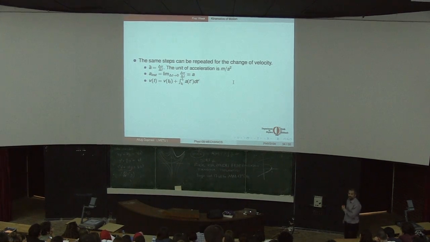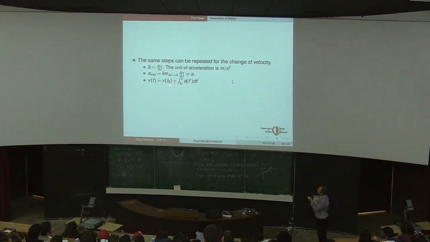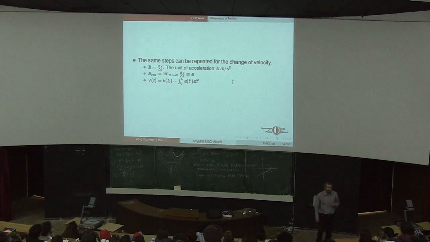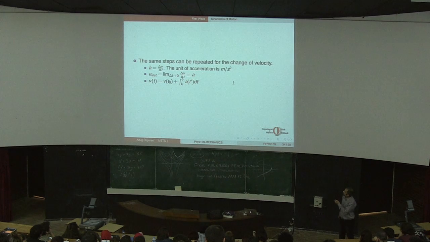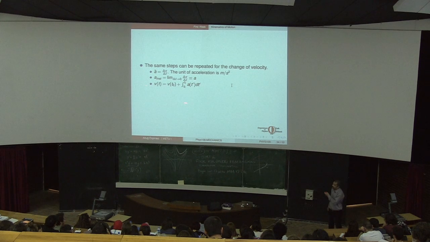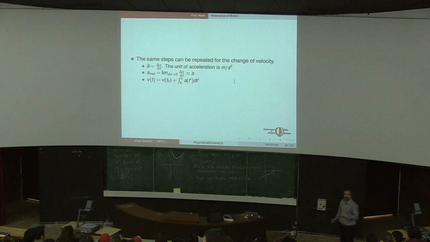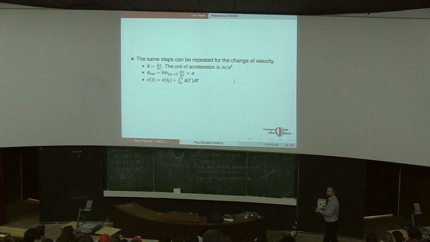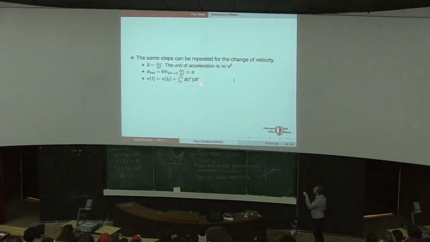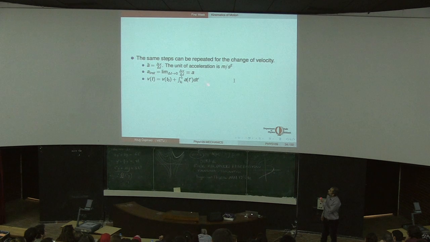Again, remember, acceleration is the rate of change of velocity. If at some time t0 I have the velocity v(t0), and I'm interested in the velocity at a later time, what I need to do to find the change in the velocity is just add up all the small changes in the velocity. So a times dt is a very small change in the velocity at time t prime. So I sum all of them up to obtain the velocity at the time t.